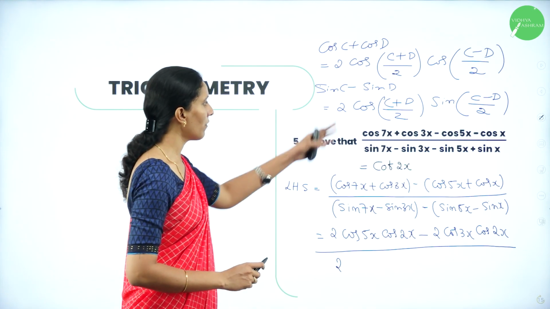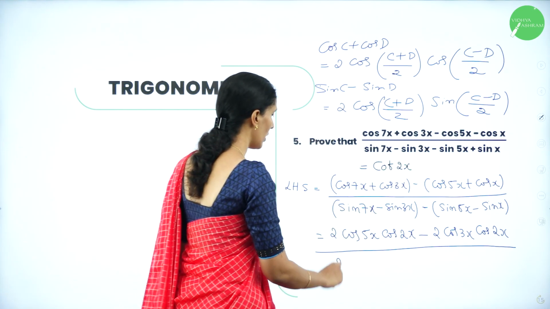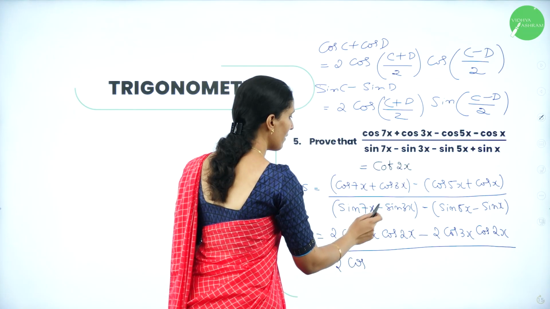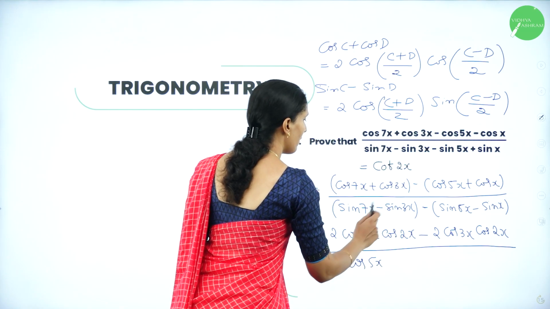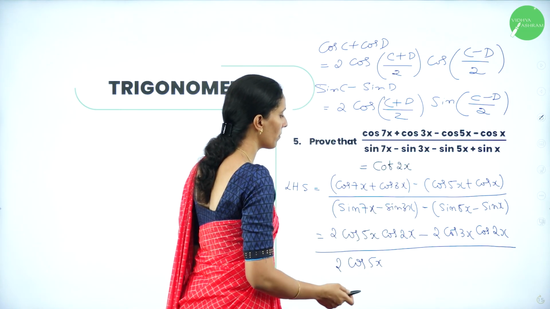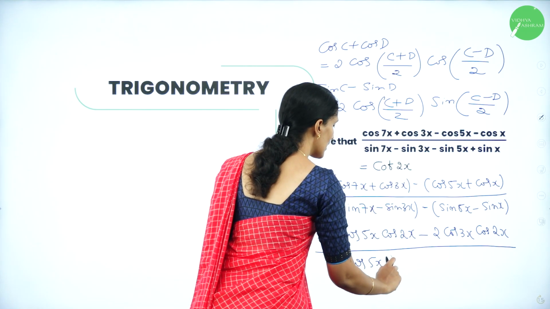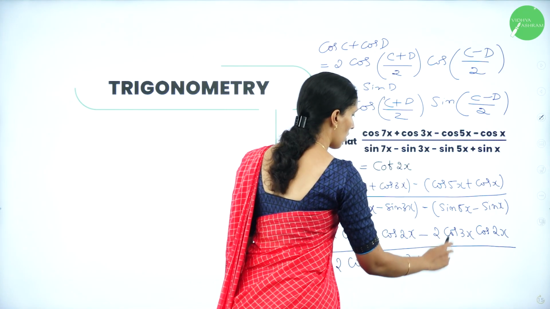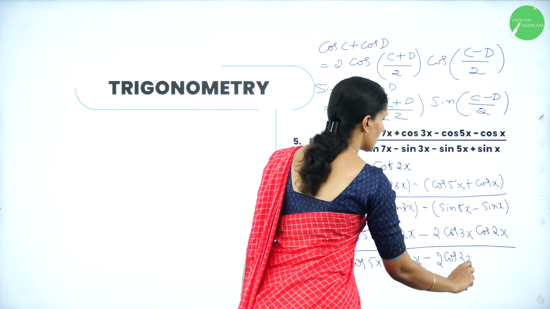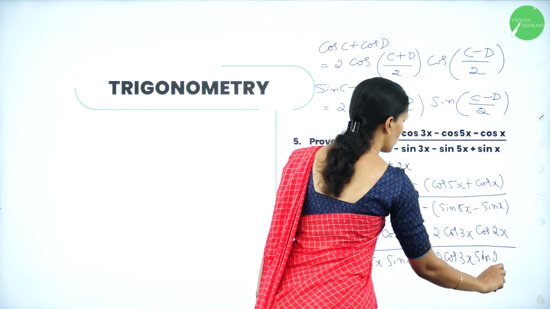Again in the denominator, we have 2 sin 7x sin 3x. So that in the form of cos c plus d by 2. So it is cos of 7 plus 3 is 10. 10 by 2 is 5x. 7 minus 3 is 4. 4 by 2 is 2x, but it is now sin 2x. Again here also it is 2 cos 3x and here it is sin 2x.